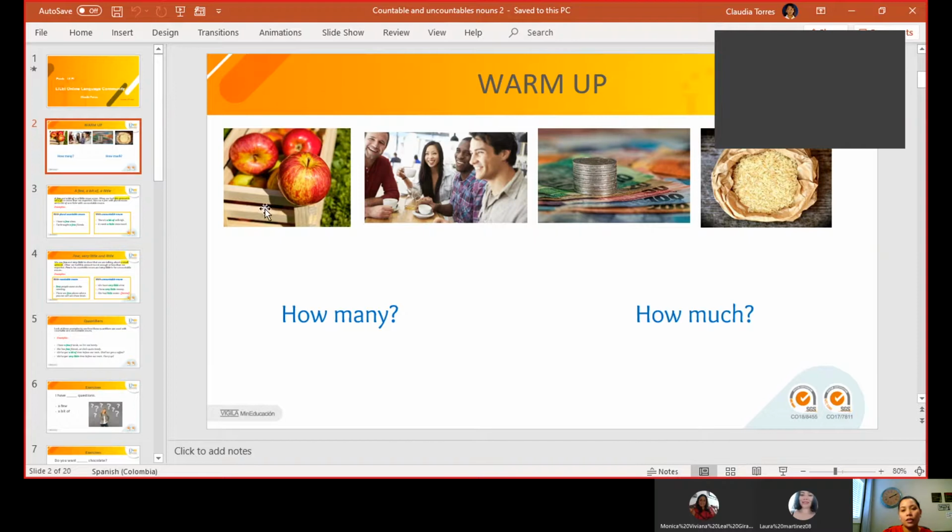Okay, so as you can see, there are 4 pictures, but you will find 2 questions, right? How many and how much? So I want you to tell me which nouns you can use to ask how many and which nouns you can use to ask how much.